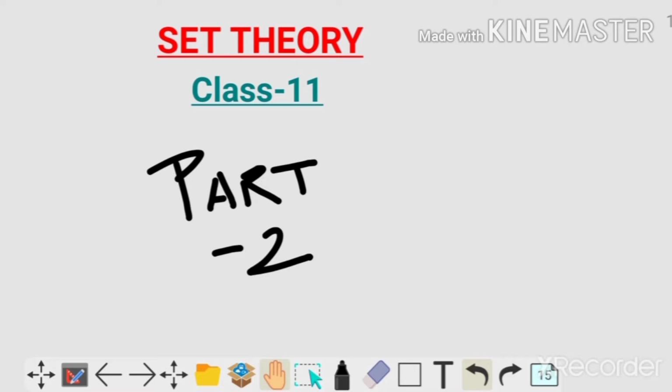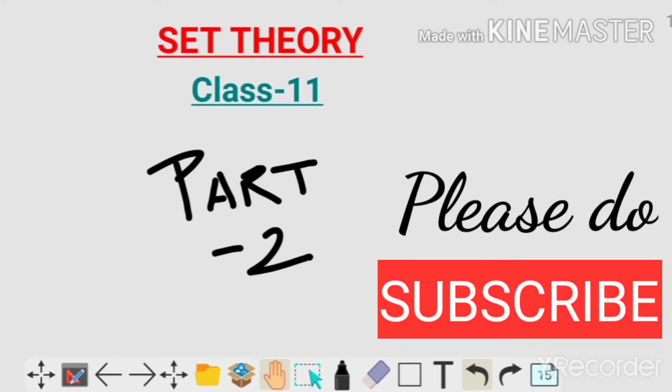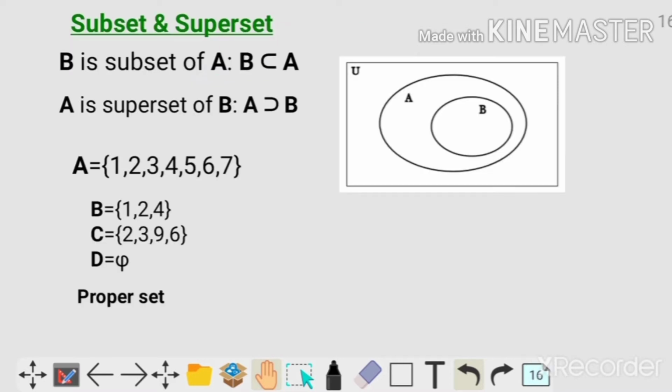In the first lesson, we learned about the basic introduction of set. But in this lesson, we are going to learn subset, superset, universal set and some other operations and Venn diagram. So without any further ado, let's get into the lesson. First, we start with the subset and superset.